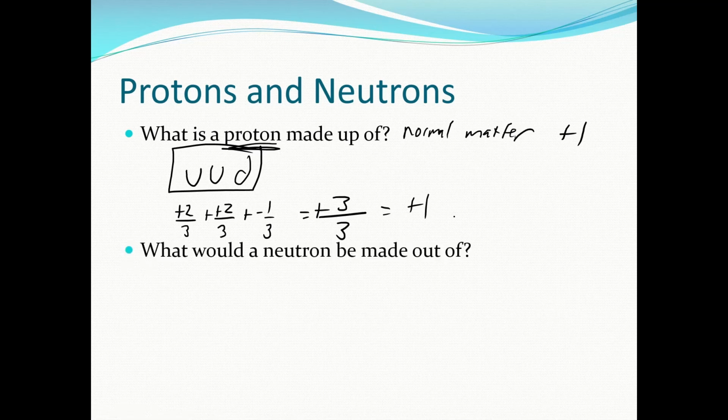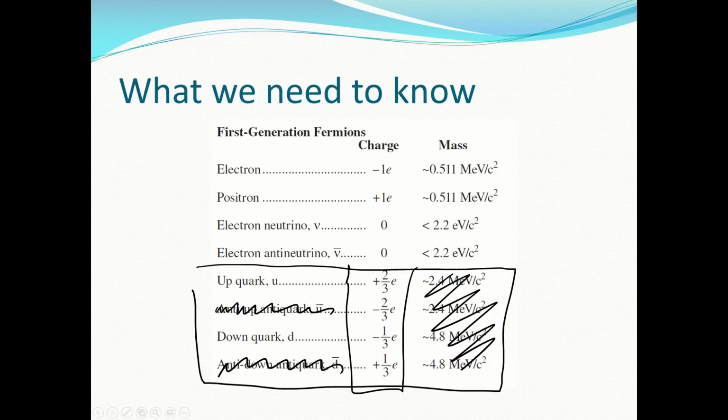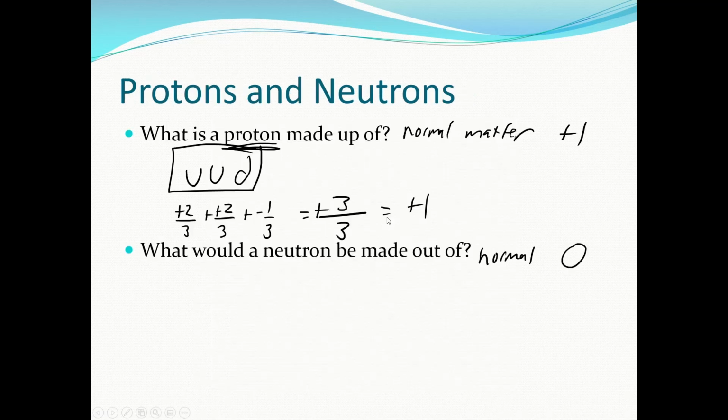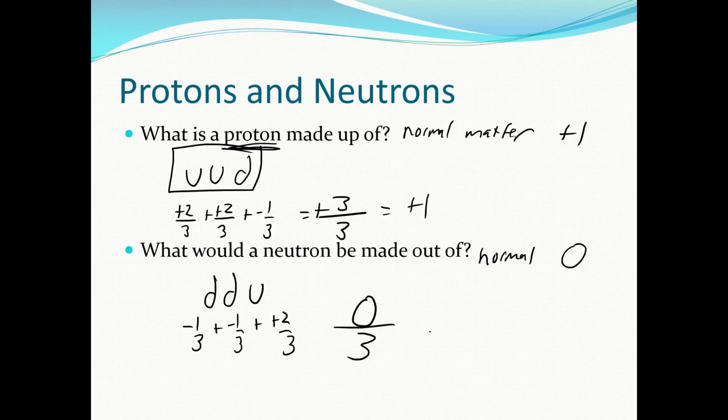Okay, what would make up a neutron? A neutron is normal matter, so again we want to just use up and down. It has a charge of 0. So if I had 2 downs and an up, that would make sense because this would be -2/3 plus 2/3. So it's made up of a down, down, up. That would be -1/3 plus -1/3 plus positive 2/3. Again, the 3 stays on the bottom. -1, -1 is -2, plus 2 equals 0. It gives me a charge of 0. So a neutron is a down, down, up.